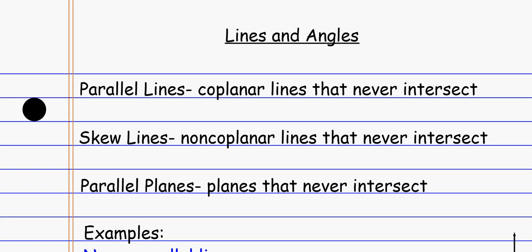And then parallel planes are planes that never intersect. Remember, planes, just like lines, extend forever in every direction. If you think of shelves on a bookshelf, each of the shelves should be a parallel plane. The entire flat surface should be parallel to the other entire flat surface.